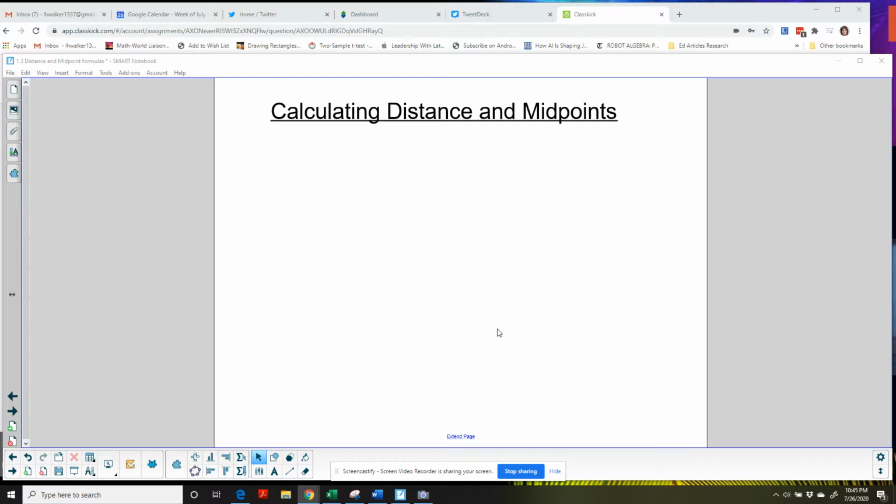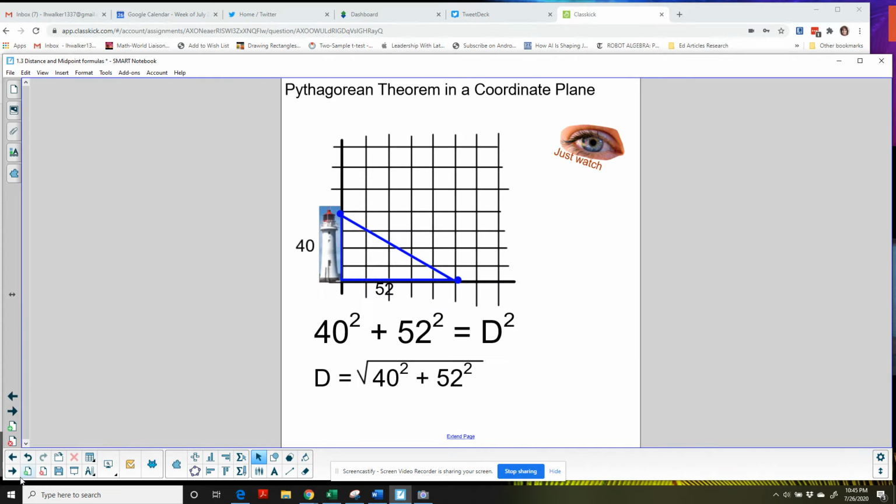Now we're going to start calculating distance and midpoints. In order to understand what we're doing, let's look at this triangle. Now you will recall the Pythagorean theorem tells us that this height squared plus this length squared is going to be the distance squared from here to here.